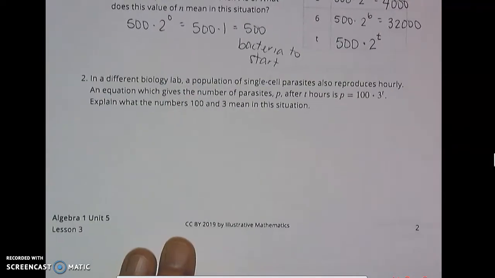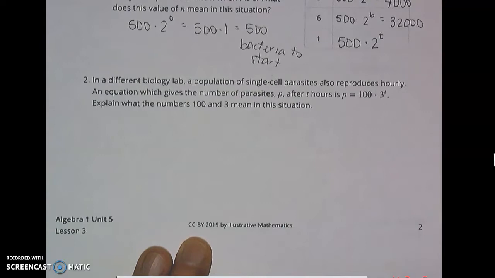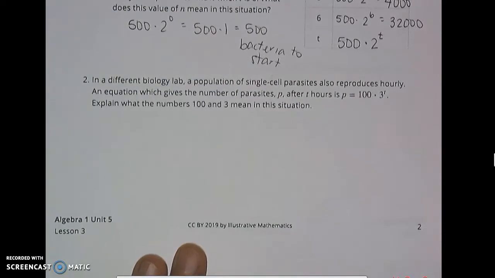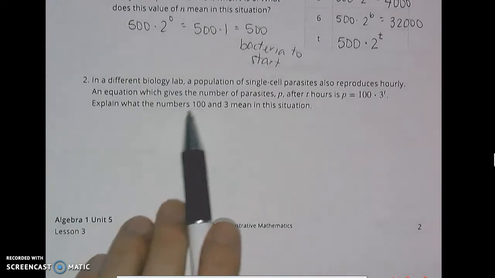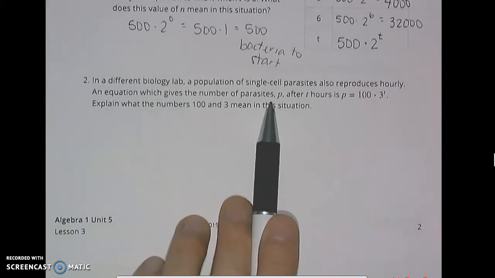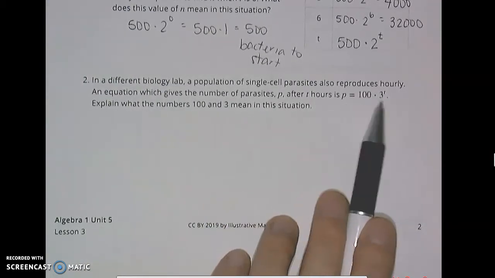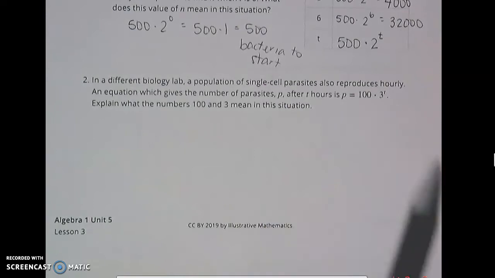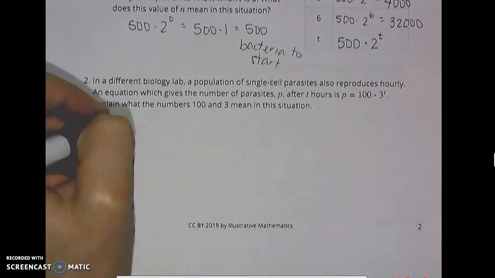So using that idea, let's look at this. In a different biology lab, a population of single-cell parasites also reproduces hourly. But this equation given to us for the number of parasites P after T hours is P equals 100 times 3 to the T power. We want to explain what the numbers 100 and 3 mean in this situation.